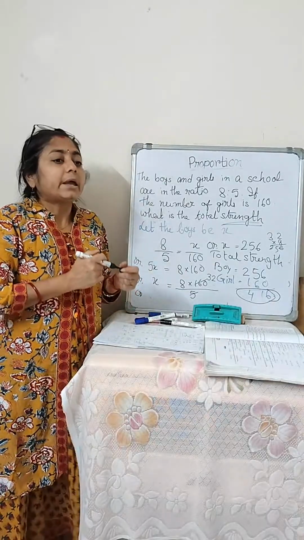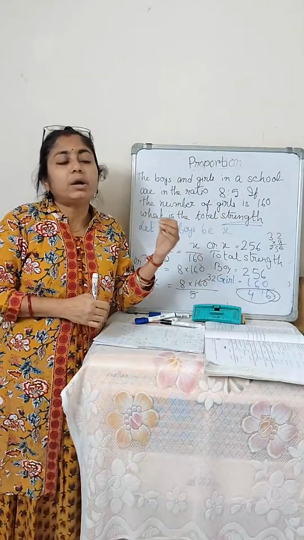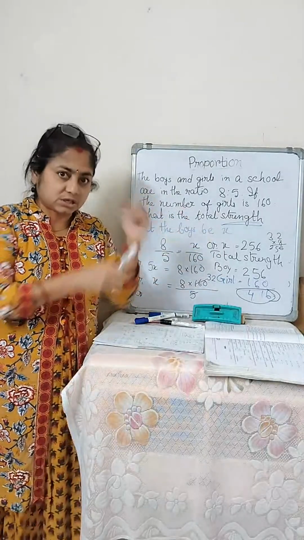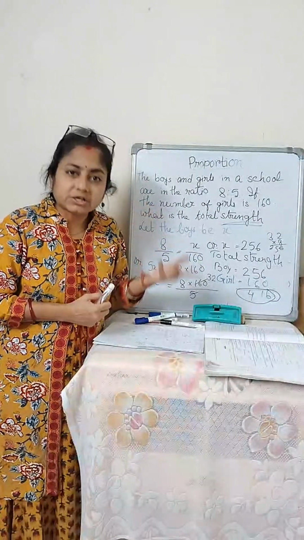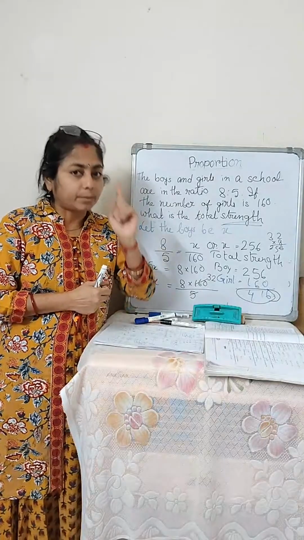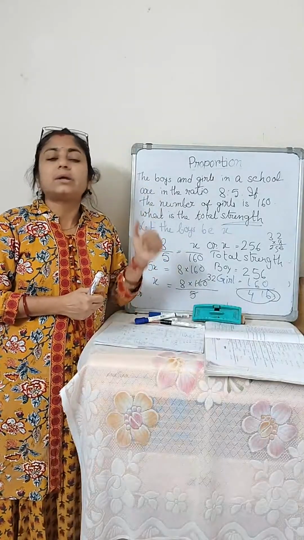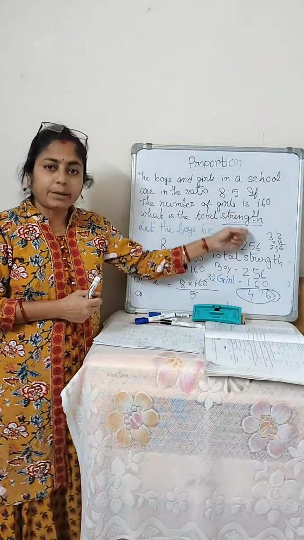Listen carefully. These questions can come in two ways. The simple way, you find only this one: what is the number of boys? This is one question. But sometimes it will happen that they ask, what is the total strength? Or what is the strength of the school? In that case, you find out the boys' number, then you add the boys' number with the girls and you find the strength. It is a key point.